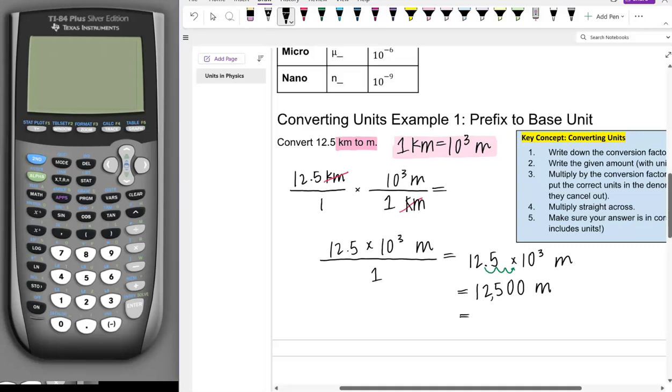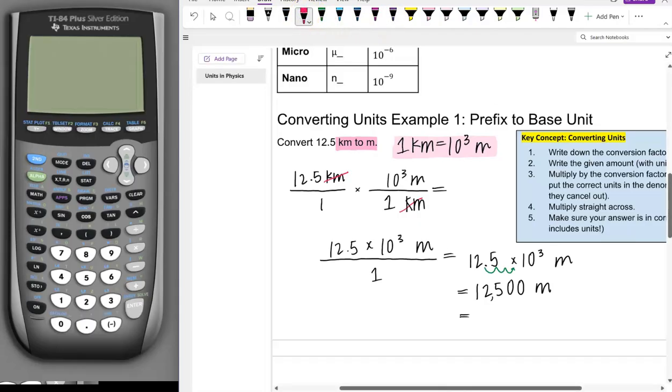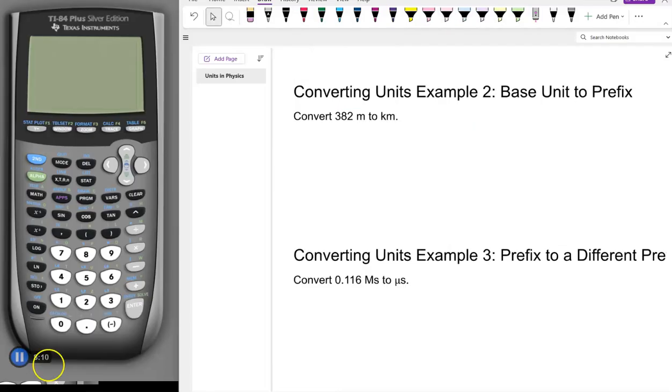Or your other option is to write this as, if you want, we can move this decimal 1, 2, 3, 4 places and still keep it in scientific notation. So it would be 1.25 times 10 to the fourth, because we moved it 4 decimal places, meters. These would both be good answers. You have the option of either 12,500 meters or 1.25 times 10 to the fourth meters.